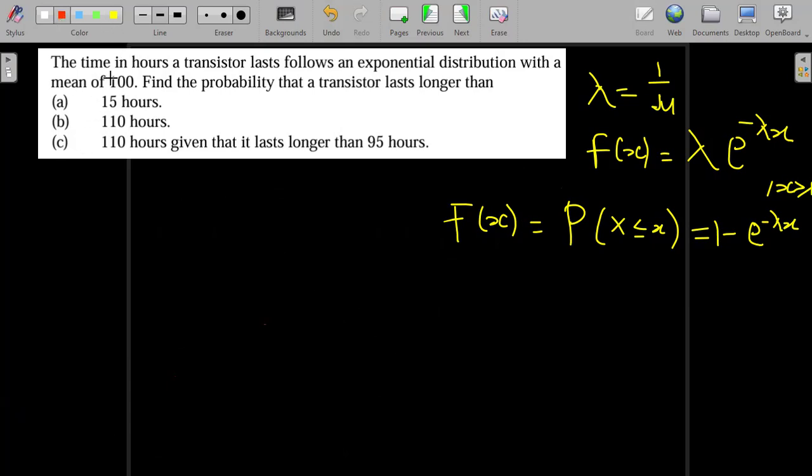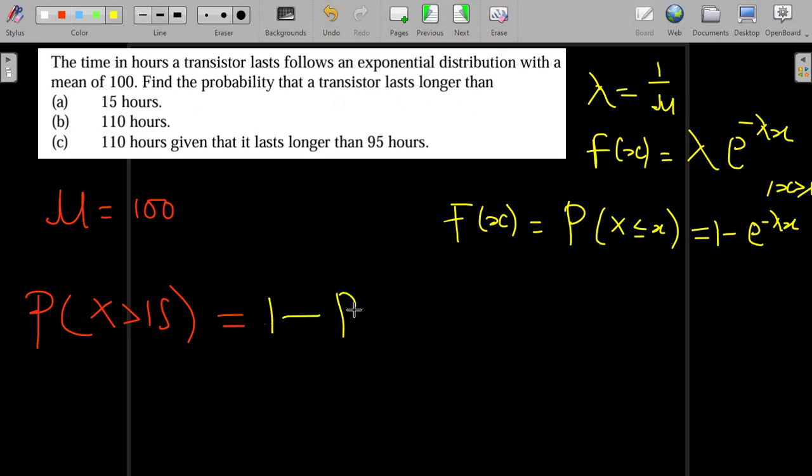So the first one, they're saying the time in hours that a transistor lasts follows an exponential distribution with a mean of 100. So the mean there is 100. Find the probability that a transistor lasts longer than 15 hours. So here we're finding the probability that x is greater than 15. By the complement rule, it's the same as 1 minus the probability that x is less than or equal to 15.